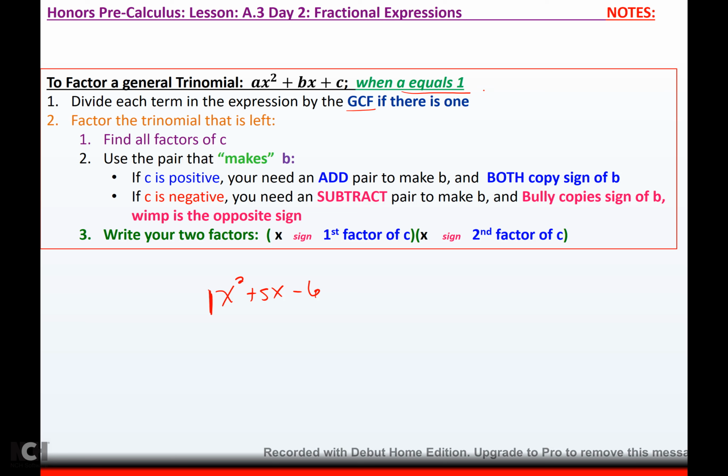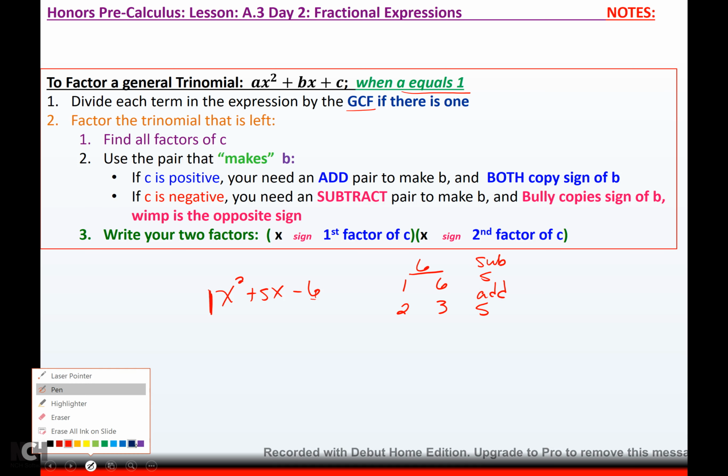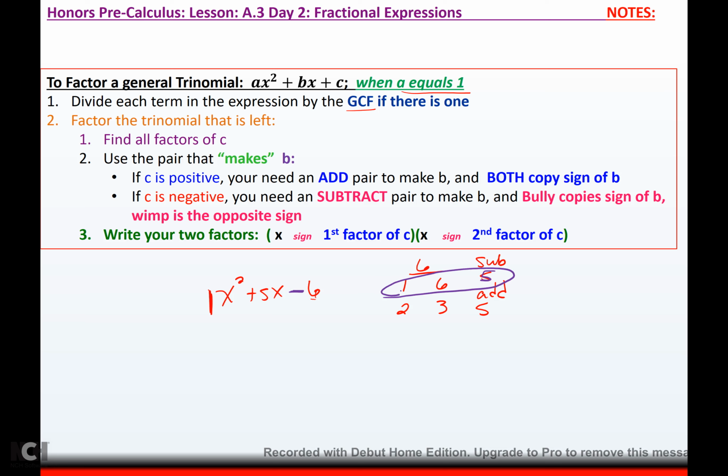And then you have to find all the factors of c. Well, my c is 6. All the factors of 6 are 1 and 6 and 2 and 3. These both can make 5. I can make 5 here if I subtract. I can make 5 here if I add. This doesn't happen very often. Occasionally, you can make b more than one way, not very often. C will tell you which pair you have to use. Only one of them will give you the right factorization. Because c is negative, I need the subtracting pair that will make 5.